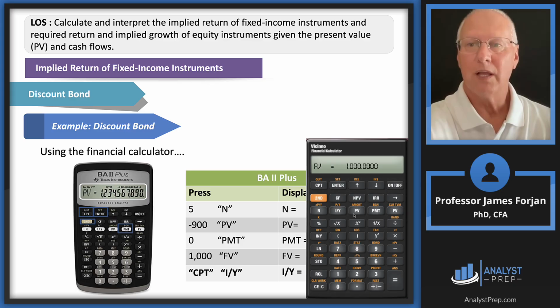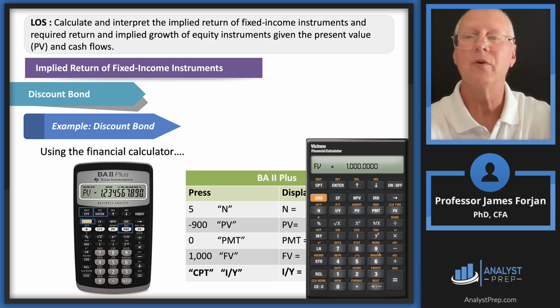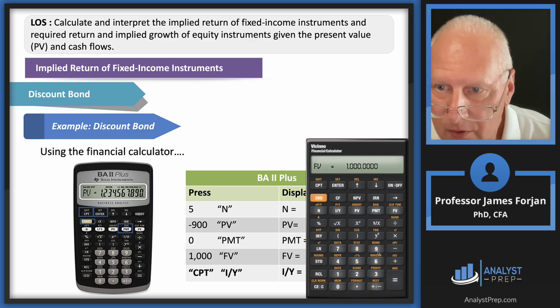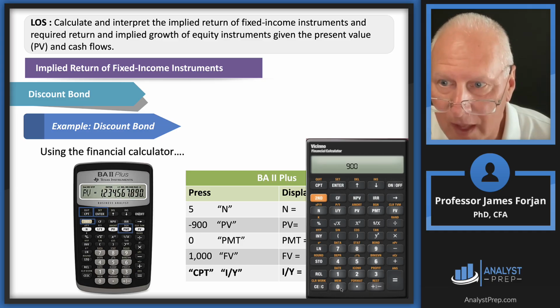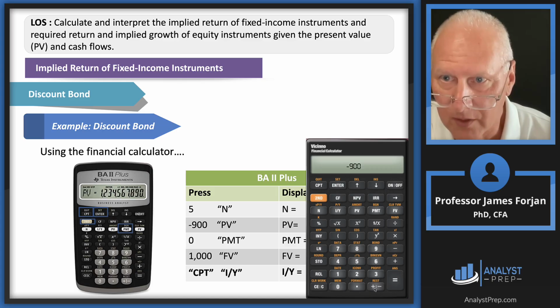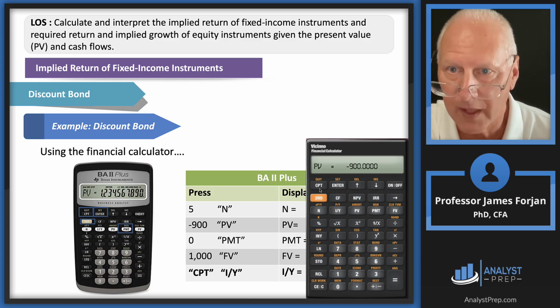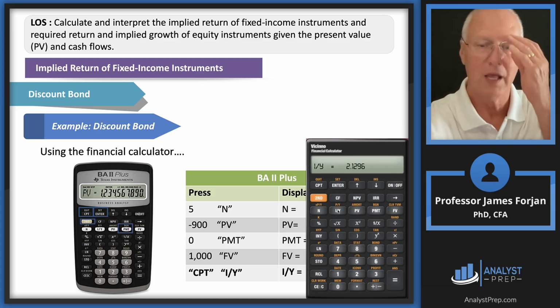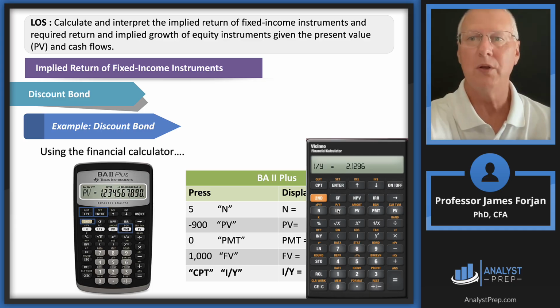So let's go in here and we need to do, I need to take my glasses off so I can see. So we need to do 900 for present value. And you don't want to make it negative by using the minus sign. You want to hit the plus minus button. So make that present value negative and then compute I. And there you go, 2.1296.